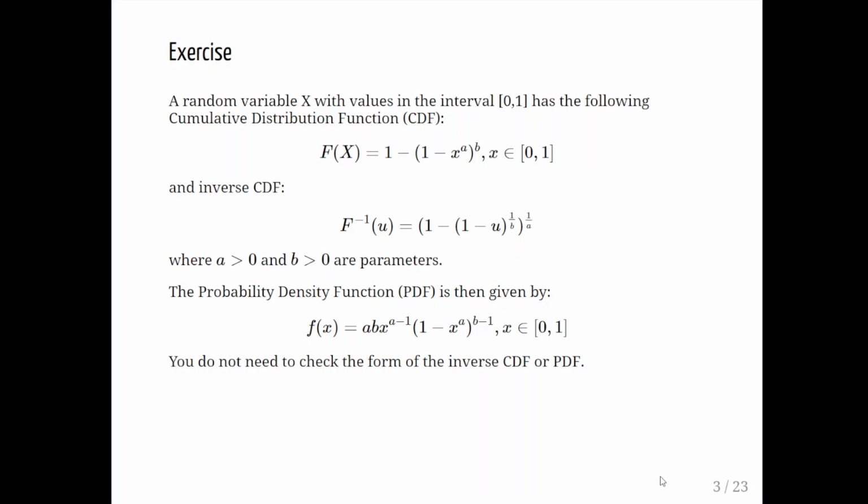The probability density function is given as follows. Small f of x equals a times b times x to the power of a minus 1 times 1 minus x to the power of a, to the power of b minus 1, where x is between 0 and 1 also. Now, the question does not ask us to check the form of these functions.